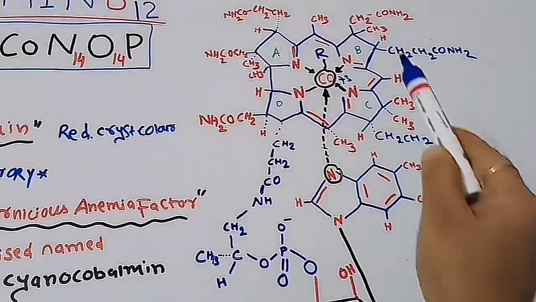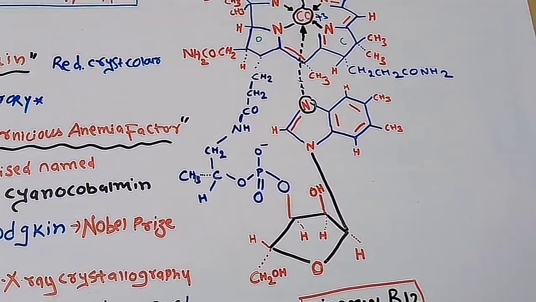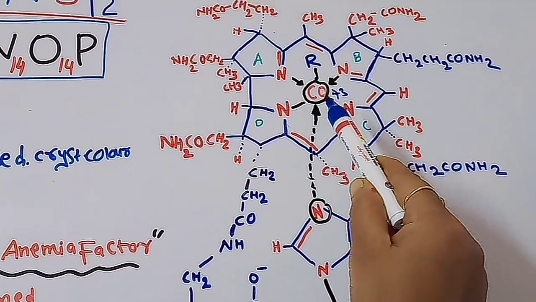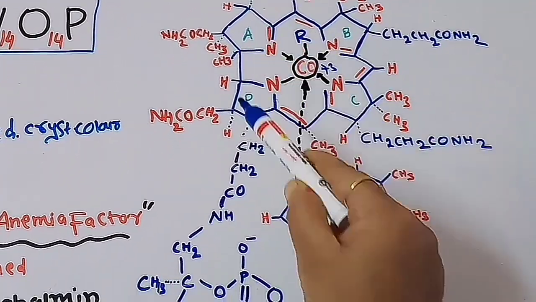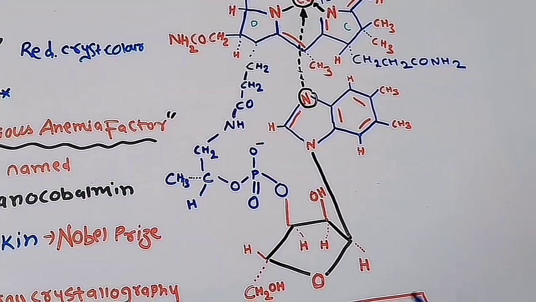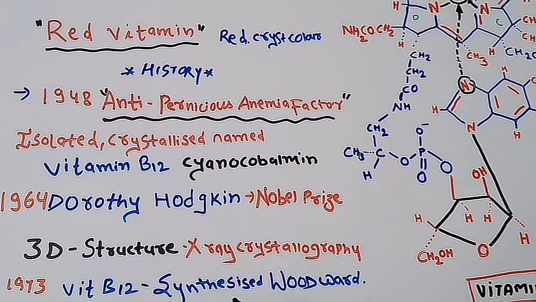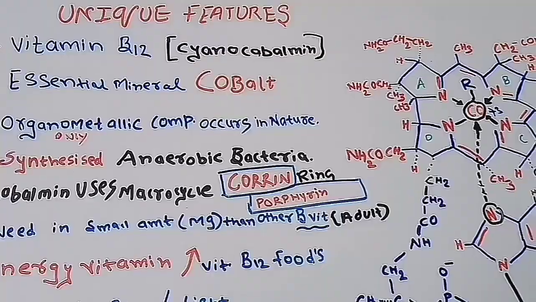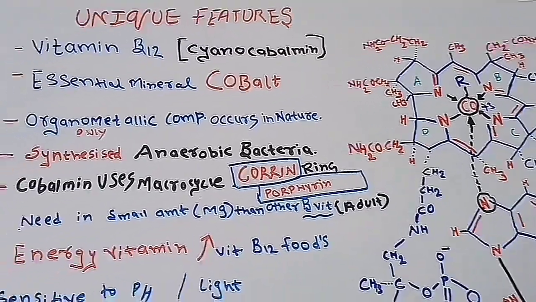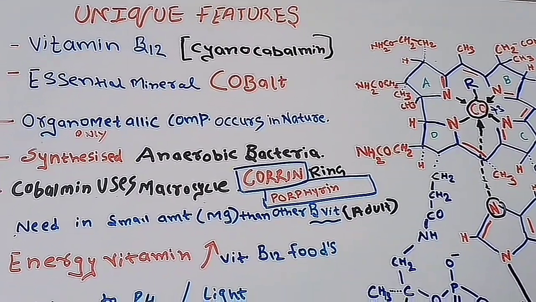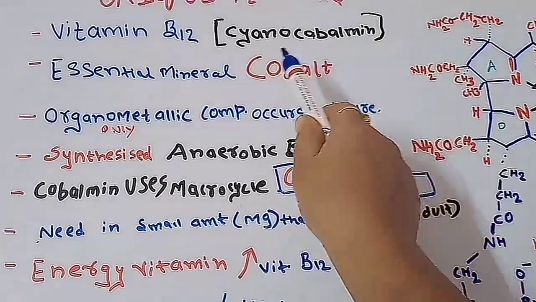So we can have a look at the structure of vitamin B12 here. It has one cobalt mineral in the center in the +3 oxidation state, a corrin ring and an organic molecule. In 1973, vitamin B12 was synthesized by Woodward. Now let us have a look at the unique features of vitamin B12. It is also known as cyanocobalamin.